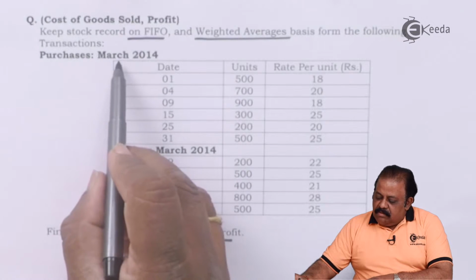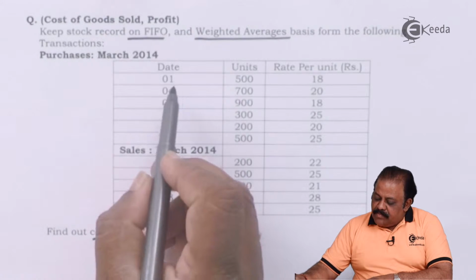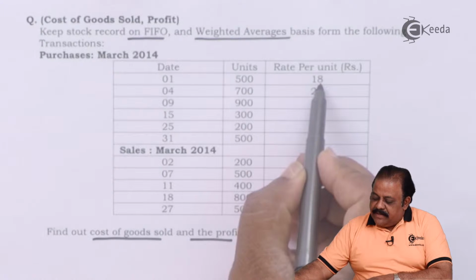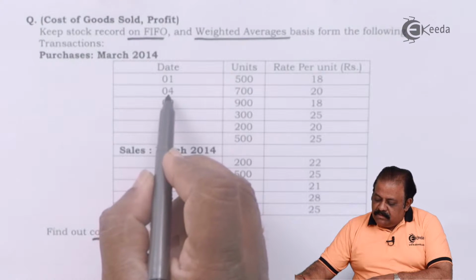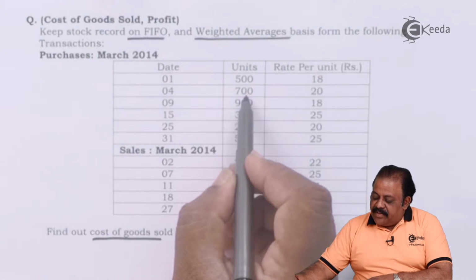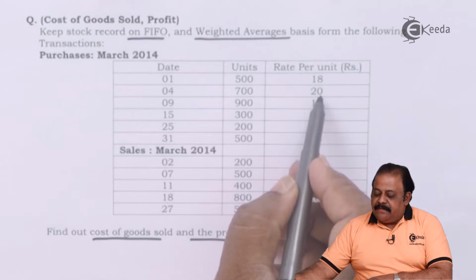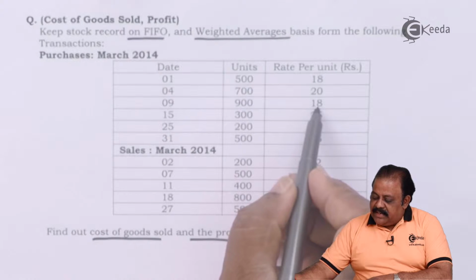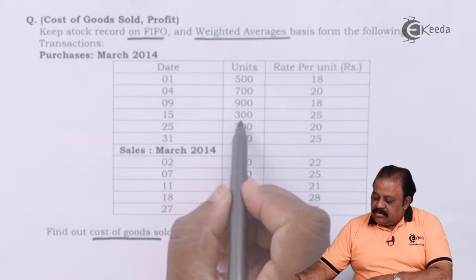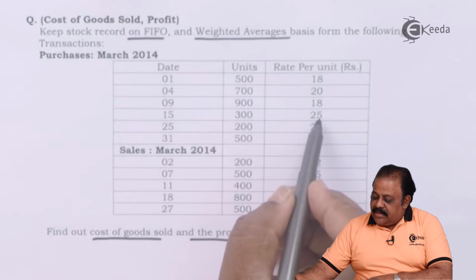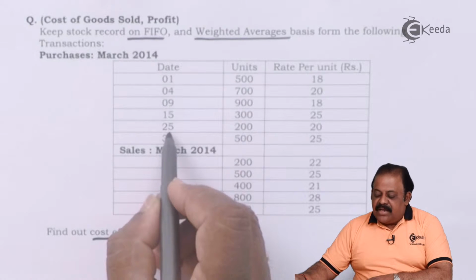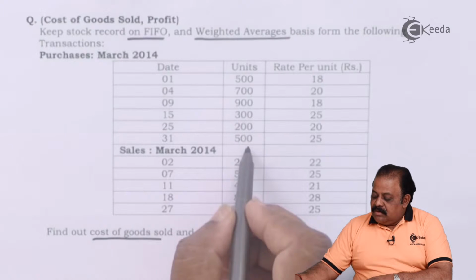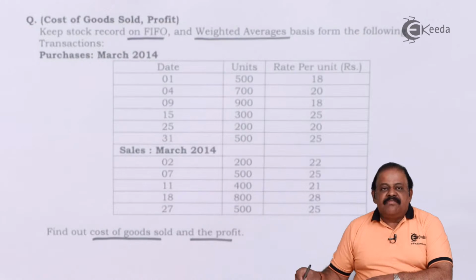Purchases March 2014: 1st March purchase of 500 units, rate is 18. 4th March purchase of 700 units, rate is 20. 9th March 900 units, rate is 18. 15th March 300 units purchase at the rate of 25. 25th March 200 units purchase at the rate of 20. 31st of March 500 units purchase at the rate of 25.